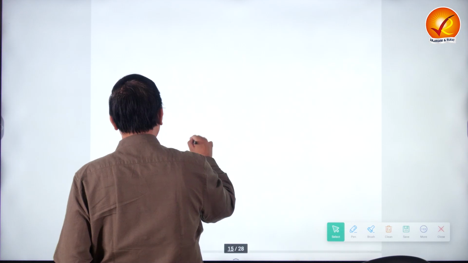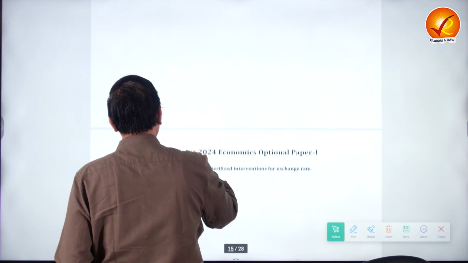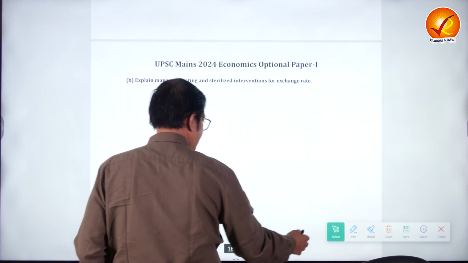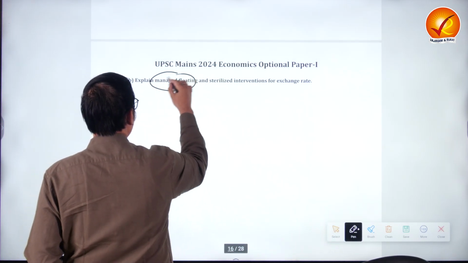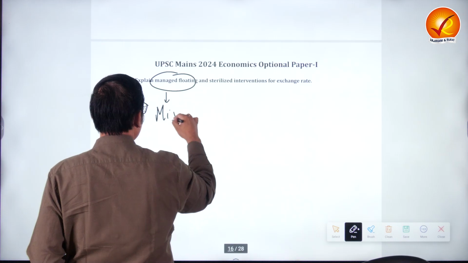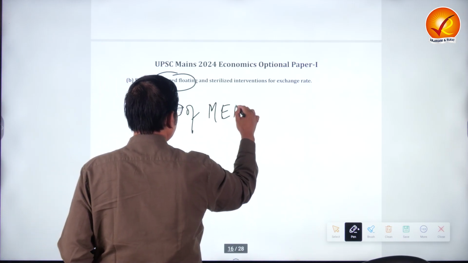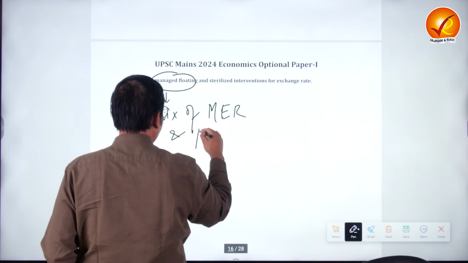Coming to the second part: explain managed floating and sterilized intervention for exchange rate. Basically, managed floating is a mix of the market exchange rate and the managed one.